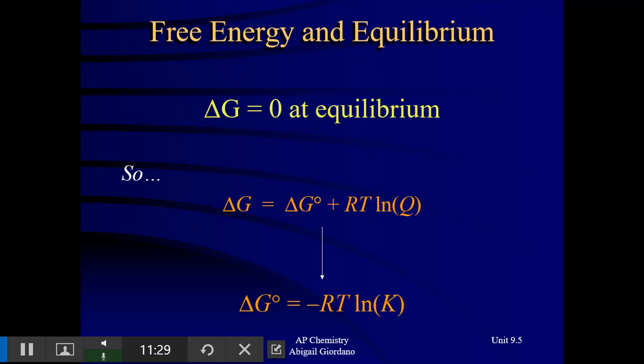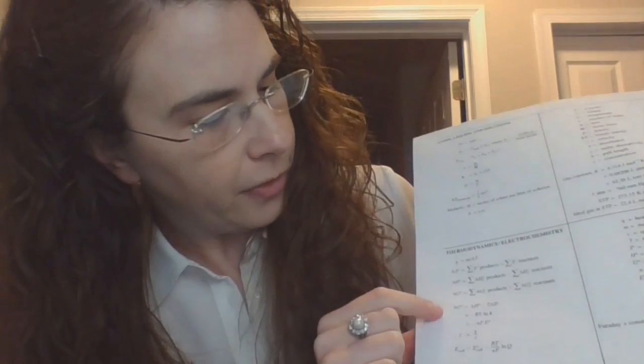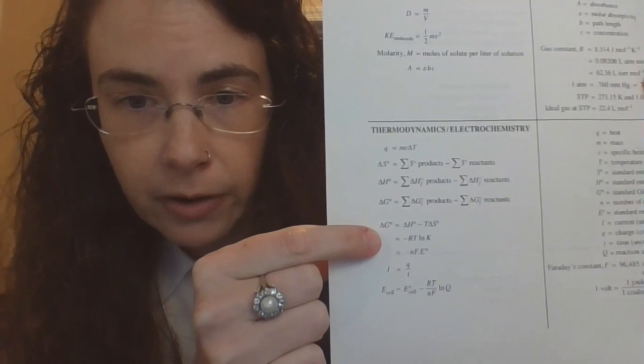Now, wait a second. How come Q just spontaneously morphed into K? Well, look at the top statement there. It says that we are at equilibrium. So we don't need to use Q anymore. We can use K because we're at equilibrium. And if you will look at your equation sheet, ladies and gentlemen, this equation is right there.